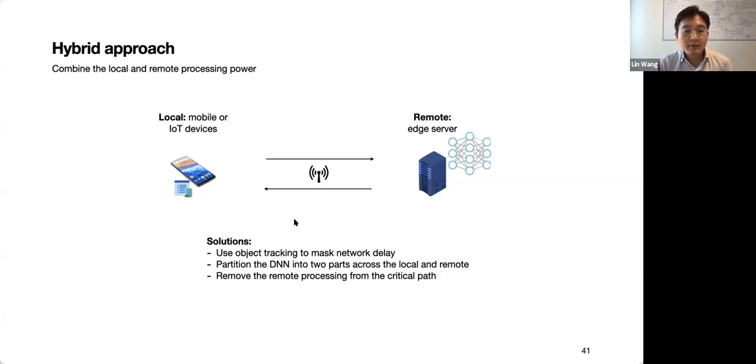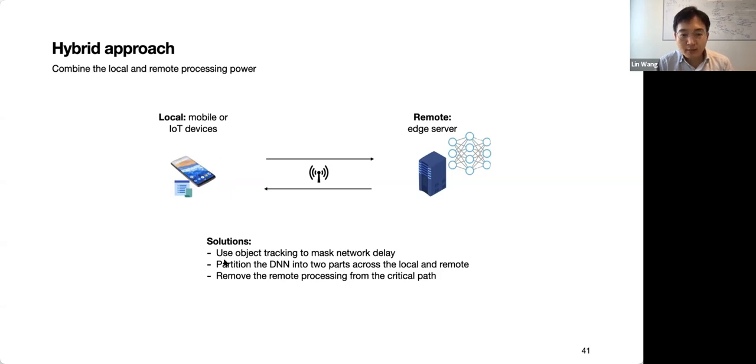I will basically cover three different solutions. One solution is we use object tracking, like a lightweight mechanism on the mobile device to mask the network delay, because we have mentioned that we need time to transmit the data to the server over the network. And also this delay is variable, right? So this could be quite problematic for many of the applications. So how can we have some local mechanism on the mobile device so that we can mitigate or avoid this kind of latency problems.